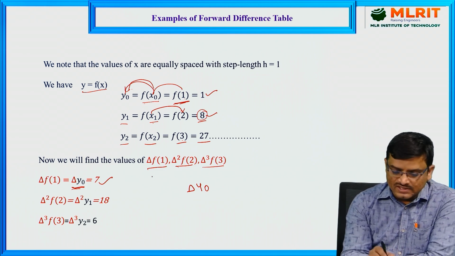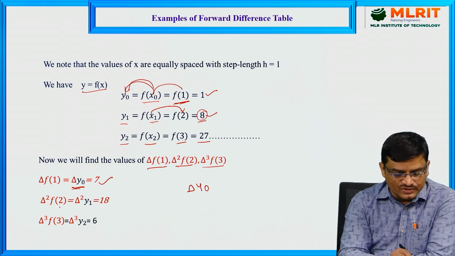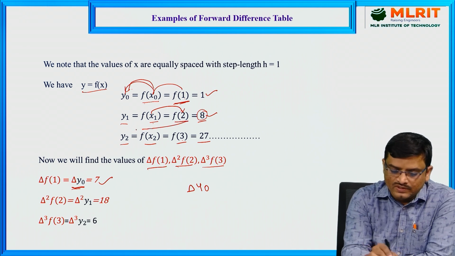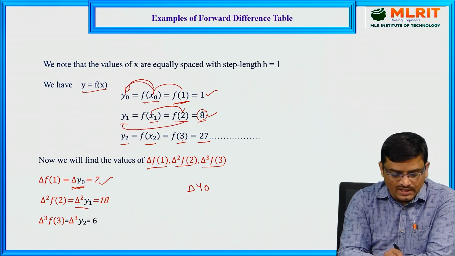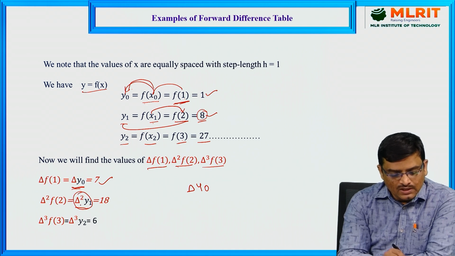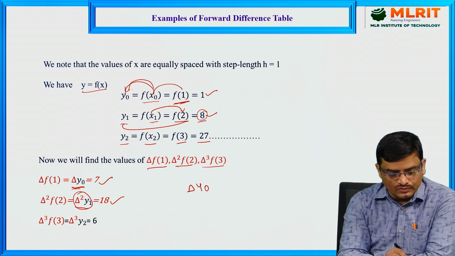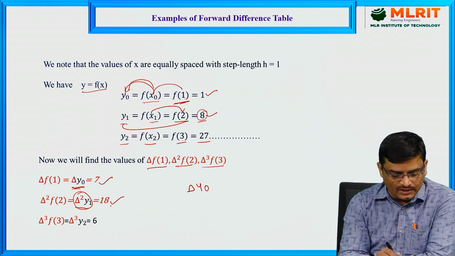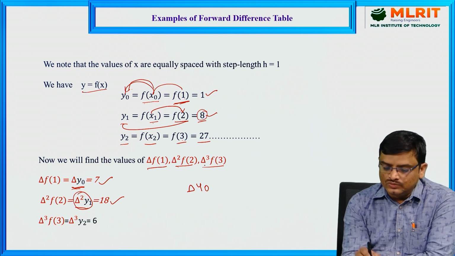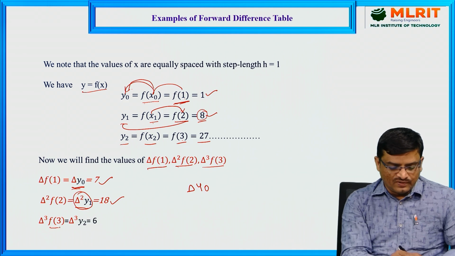Similarly, for the second value, delta square f of 2, that f of 2 is represented with y1. So this can be written as delta square y1. Delta square y1 is nothing but the second forward difference of y. In that particular column, you consider the second value, which is 18. So delta square f of 2 is 18. And similarly delta cube f of 3. So f of 3 is represented here.